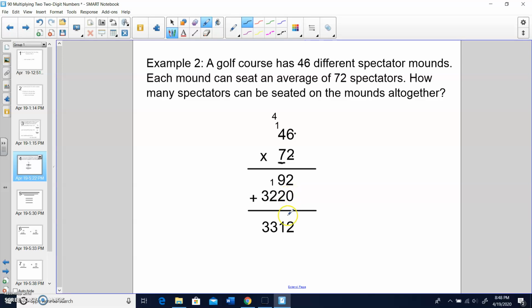So 2 plus 0 is 2. 9 plus 2 is 11. 1 comes down, I carry the other 1. 1 plus 2 is 3, and then 3 comes down. So how many spectators can be seated on the mounds altogether? 3,312.